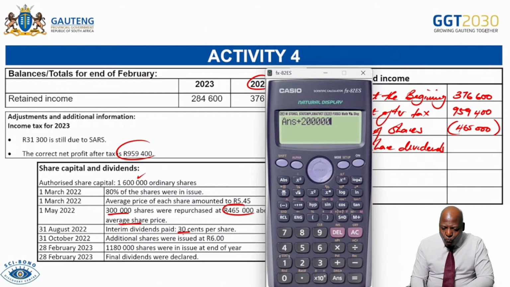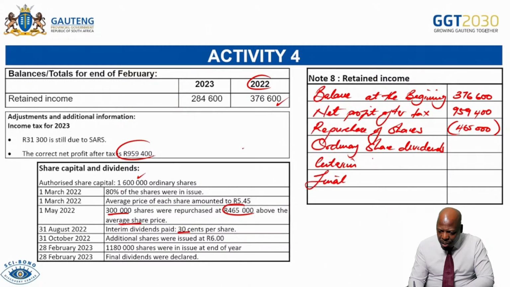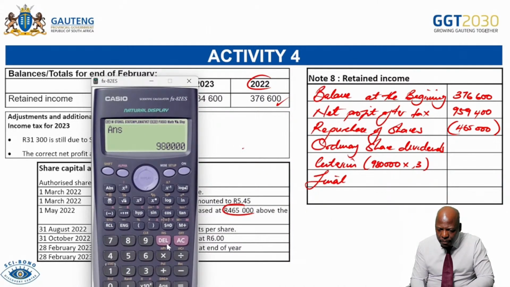But now, for us to declare the interim dividend, we had not yet added the 200,000 shares. So when we were paying the interim dividends, it was simply the answer that we had initially, which is your 980,000. So I'm going to come here and say on my interim dividend, that was 980,000, and then we multiply that by our 30 cents. So 980 times 30 cents will give us 294,000.